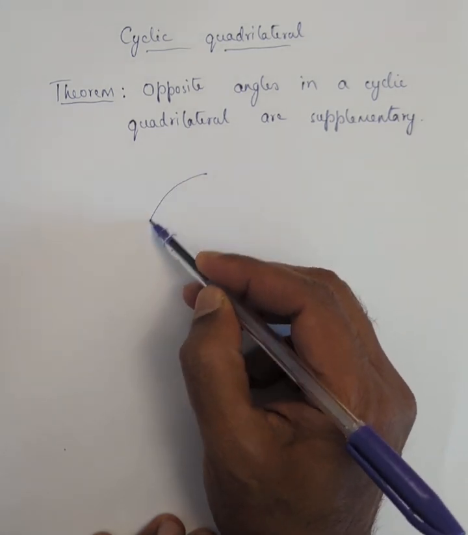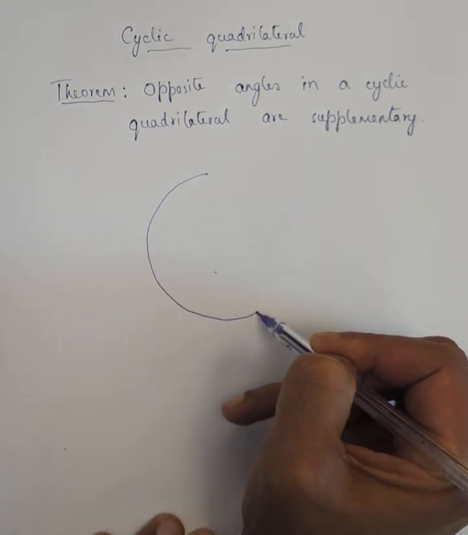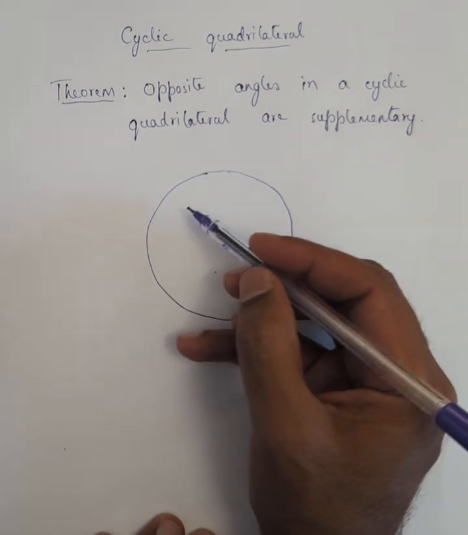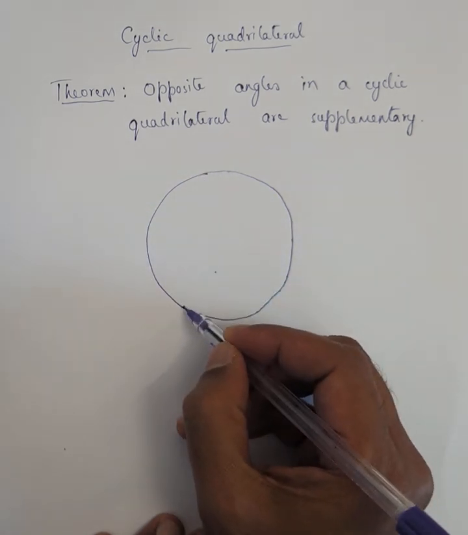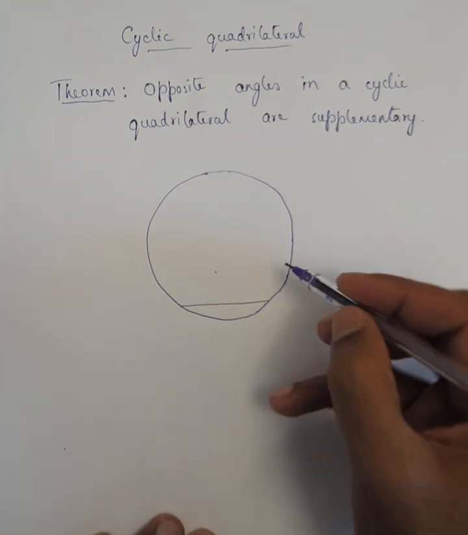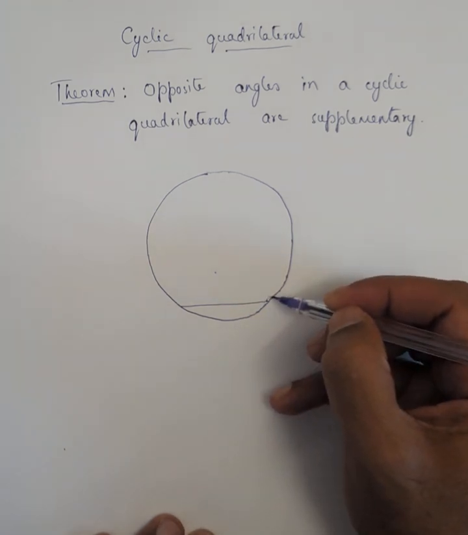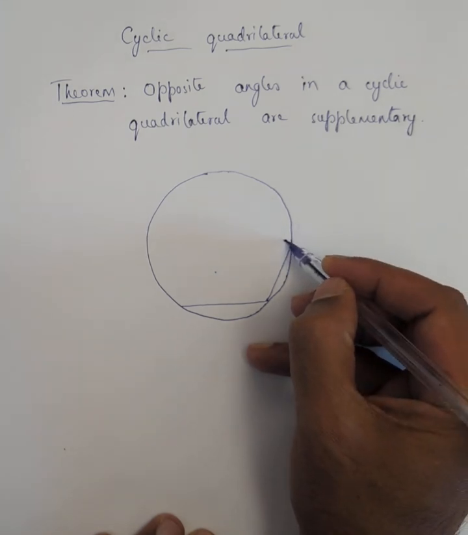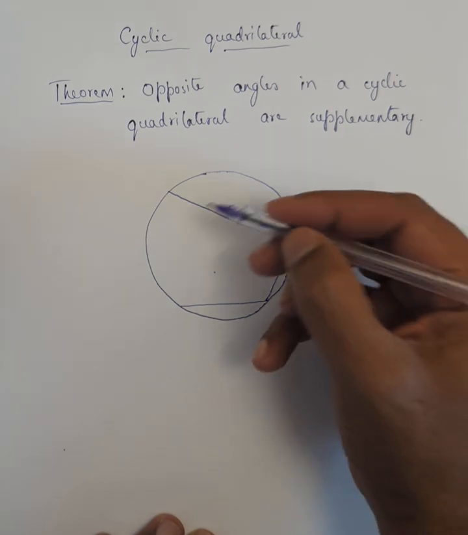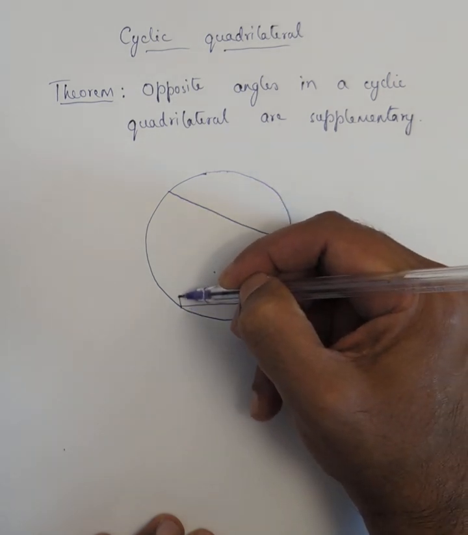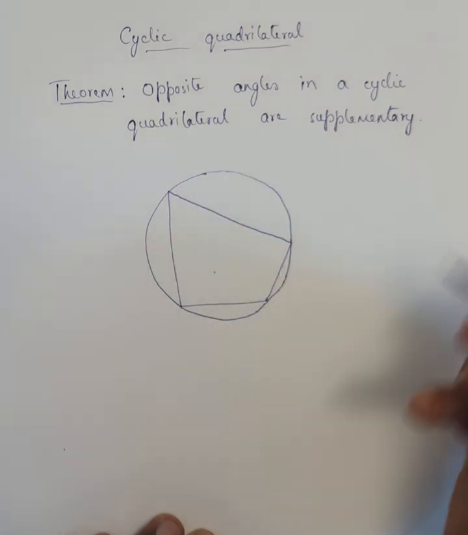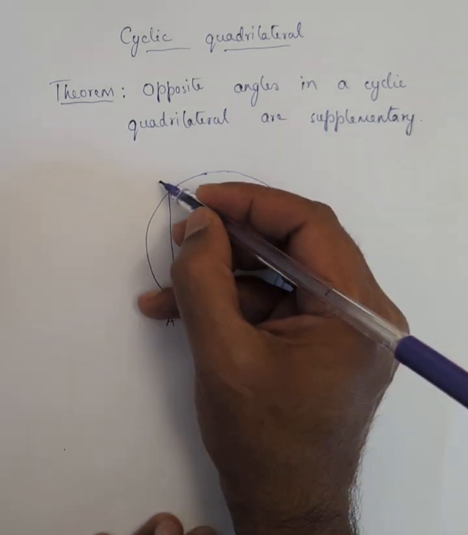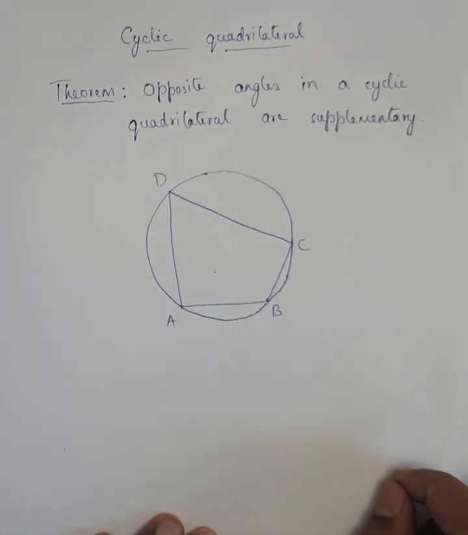So let's draw a rough sketch of a circle. And a cyclic quadrilateral is something where all four vertices touch the circle. So let's go ahead and draw them. Let's call them A, B, C, D. Note, not all quadrilaterals can be inscribed this way.